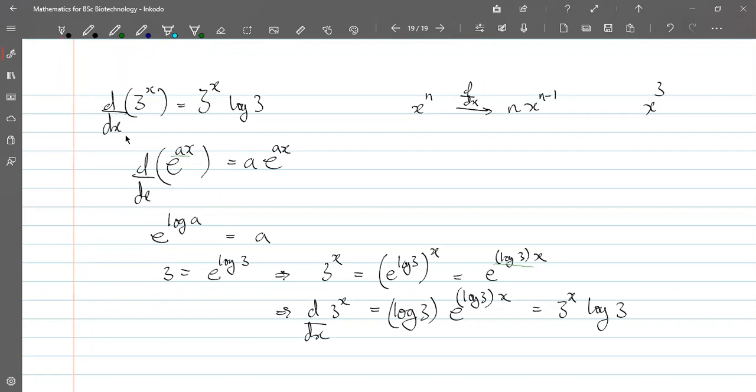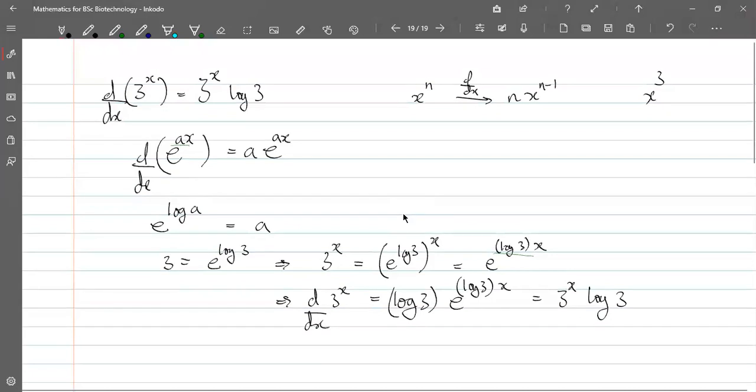That's only a point of view. You could call this a function of a if you wanted, which is true. Only we are not considering that. We're not interested in this as a function of a. We are interested in this property, in this relation. So we get d/dx of 3 to the x is 3 to the power x log 3.